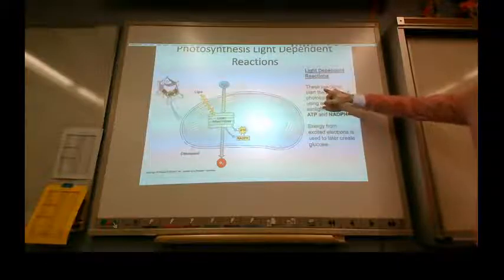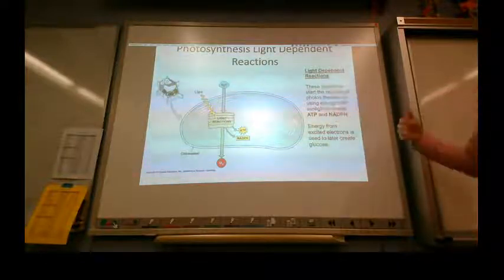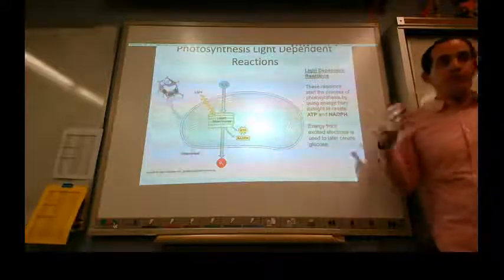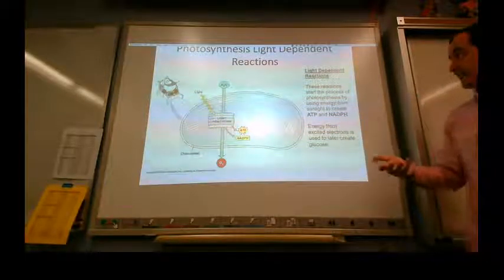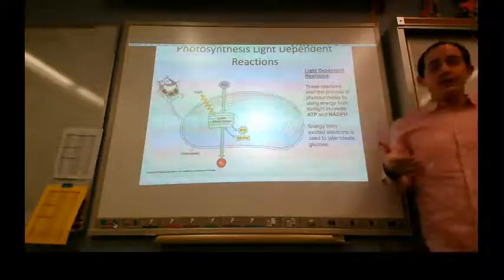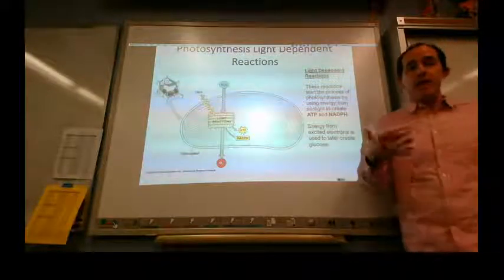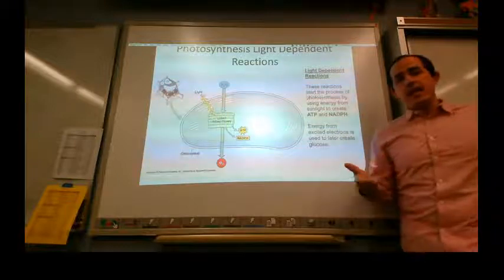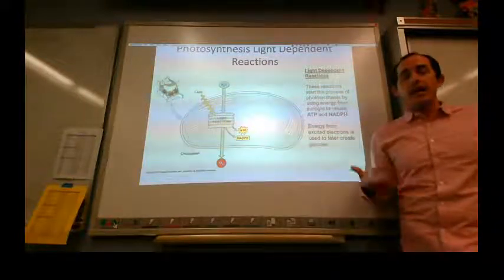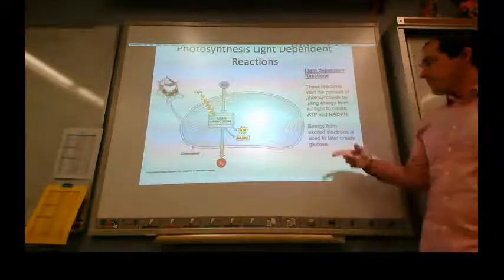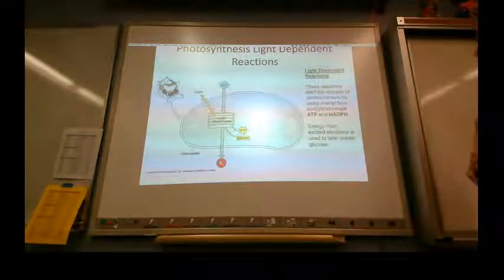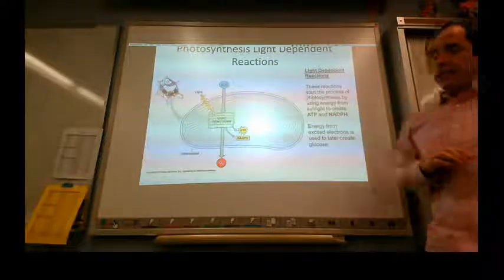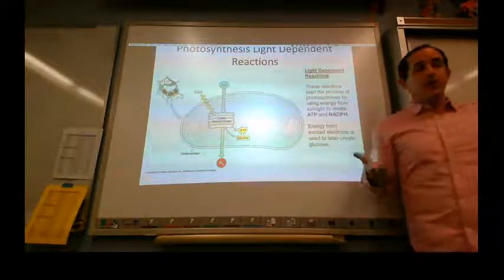So these reactions, let's read this. These reactions start the process of photosynthesis by using energy from the sun or from light to create ultimately ATP, which is an energy molecule, and NADPH, which is an electron carrier. Okay? Energy from the excited electrons that are found within these reactions are used to later create sugar or glucose.